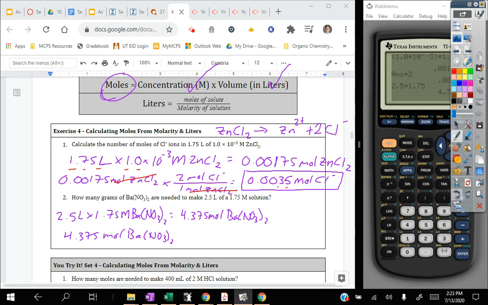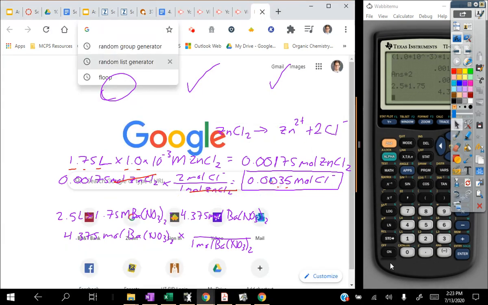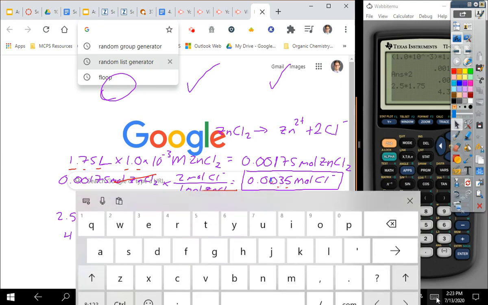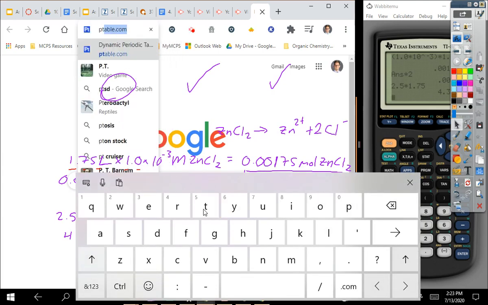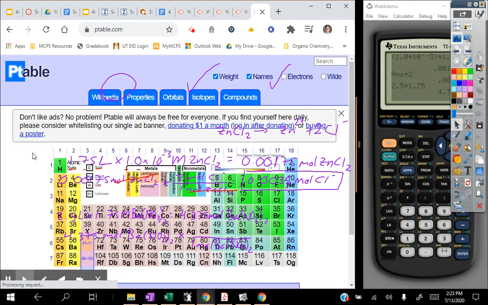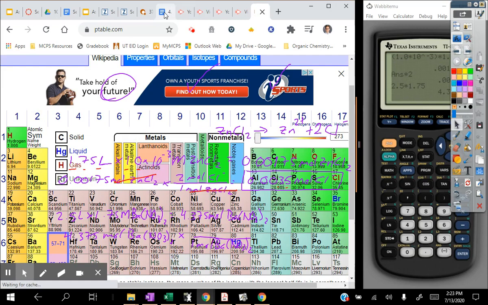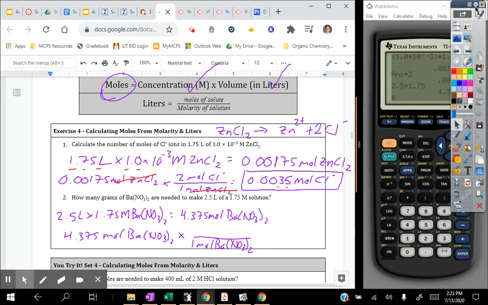I'm about to do. So 1 mole of barium nitrate on the bottom, and I need to figure out my molar mass of barium nitrate. It's occurred to me that I don't have a periodic table open, but I believe that barium has a mass of 137.33. Yes, it does. Okay.